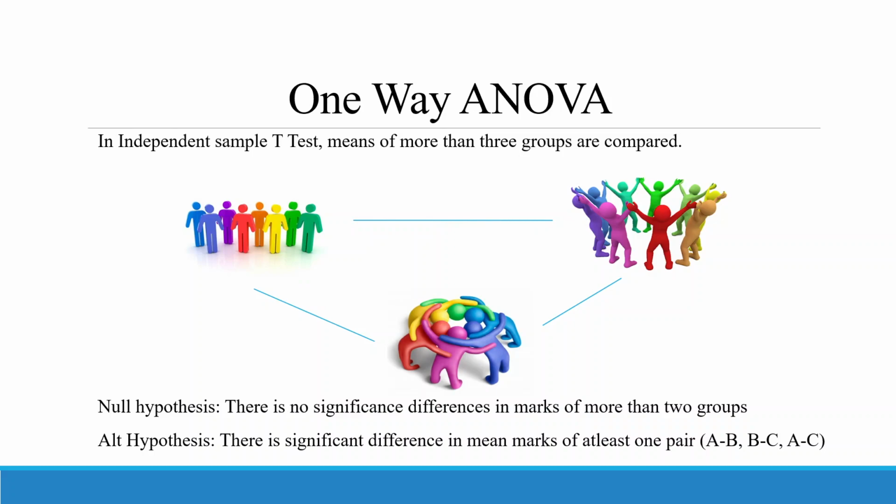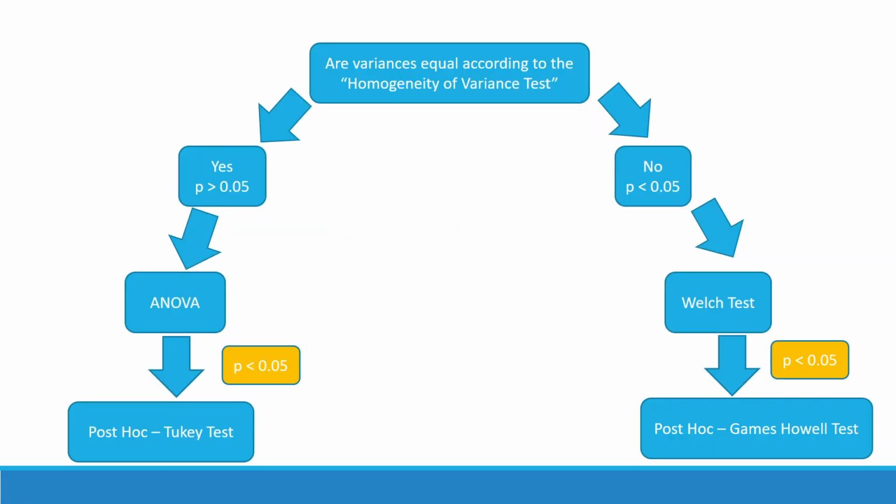Alternatively, it's a little bit tricky: there is a significant difference in mean marks of at least one pair. See, A compared with B, B compared with C, and A compared with C. Even if the difference in the mean marks is significant in at least one pair, then also your ANOVA will become significant. And that's the reason in case of one-way ANOVA, our alternative hypothesis is there is significant difference in mean marks of at least one pair.